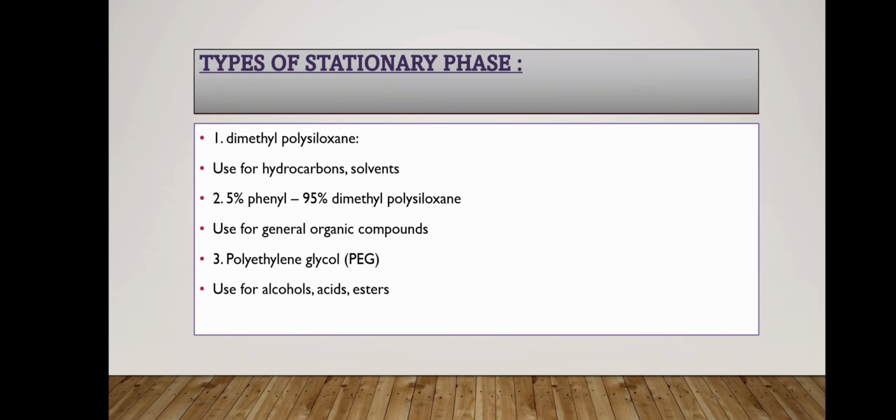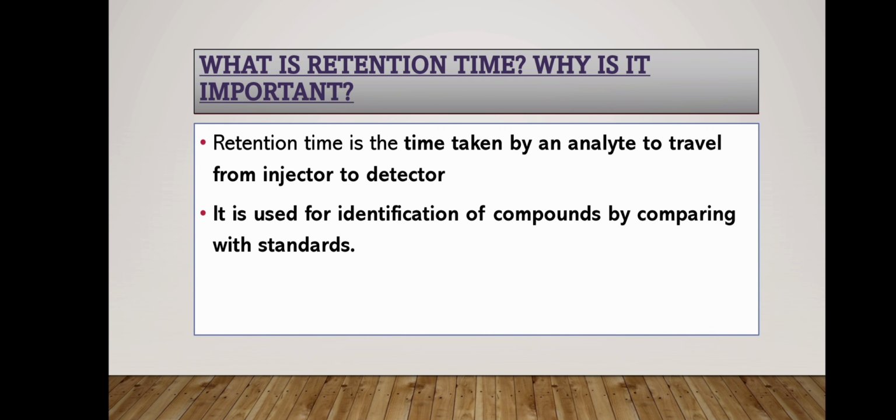Types of stationary phase. First, dimethyl polysiloxane, used for hydrocarbons, solvents. Second, 5% phenyl, 95% dimethyl polysiloxane, used for general organic compounds. Third, polyethylene glycol, used for alcohols, acids, esters. What is retention time? Why is it important? The retention time is the time taken by an analyte to travel from injector to detector, and it is used for identification of compounds by comparing with standards.